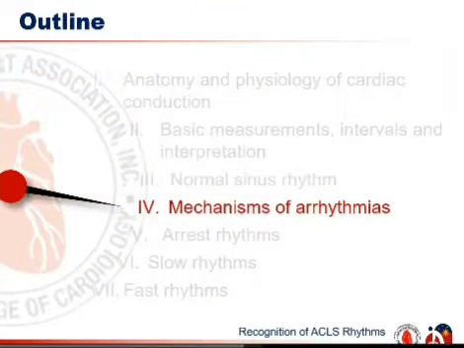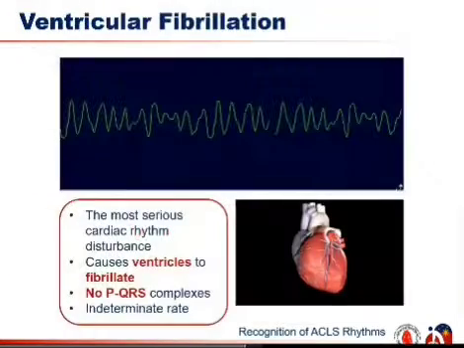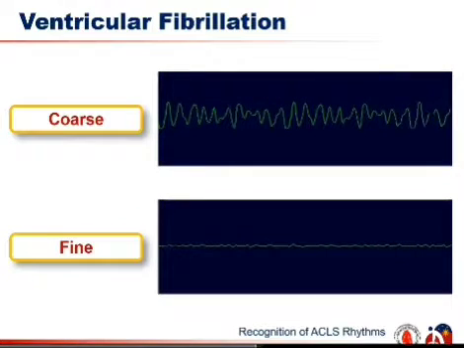We begin with the deadliest of them all, the arrest rhythms. Ventricular fibrillation is the most serious cardiac rhythm disturbance that causes the ventricles to quiver or fibrillate. It has chaotic, irregular deflections of varying amplitudes with no identifiable P waves, QRS complexes, or T waves, and the rate is indeterminate. Ventricular fibrillation may appear coarse or fine, as you can see on the screen.